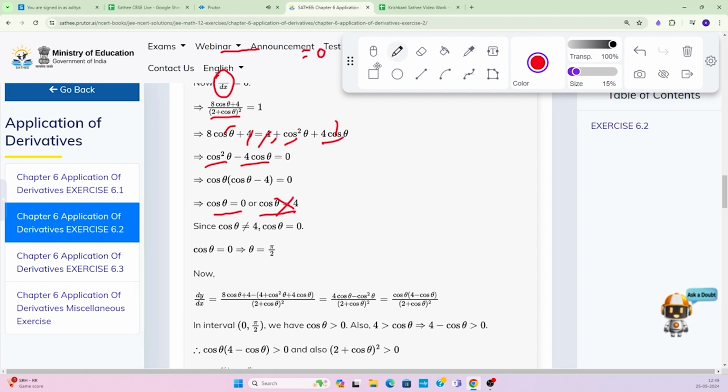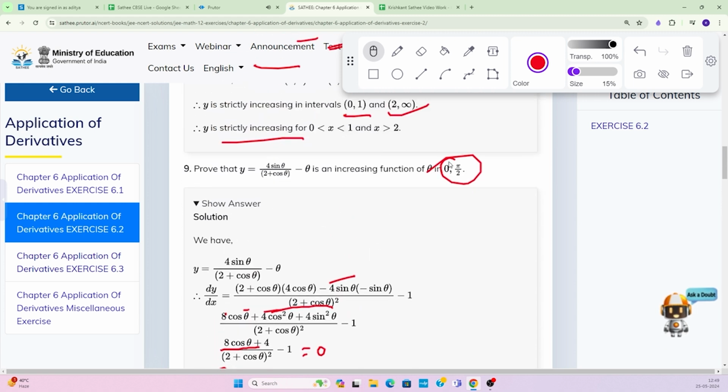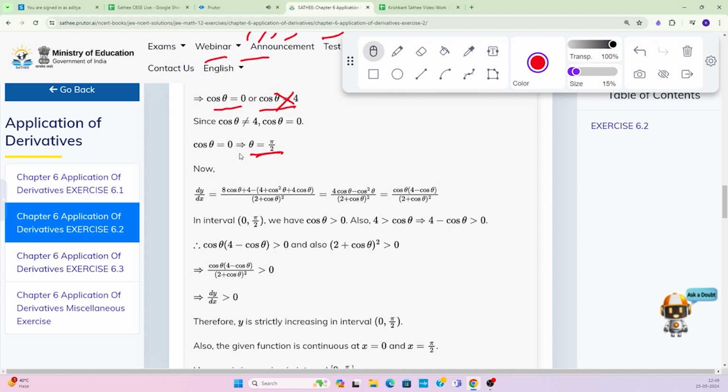But cos theta equals 0 can happen. Now we are talking about the 0 to pi by 2 interval, and cos theta gives 0 only at pi by 2 in this interval. Clear? So at pi by 2 cos theta is 0. So we have pi by 2, and you can have only the interval 0 to pi by 2.